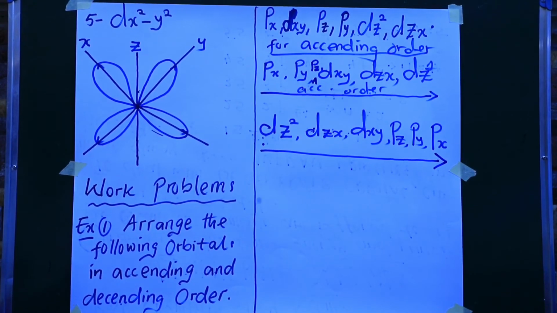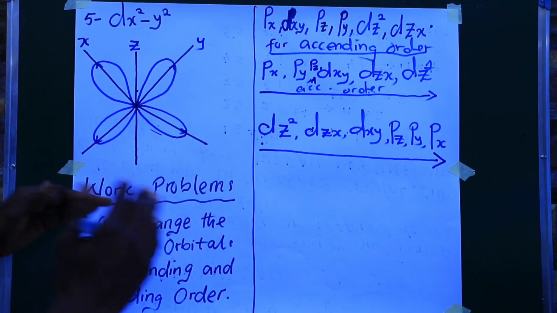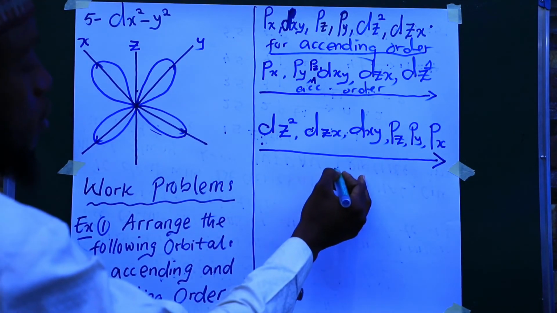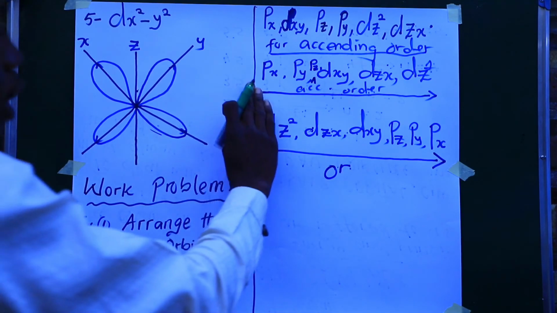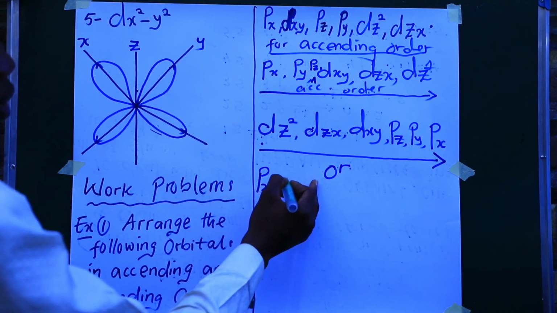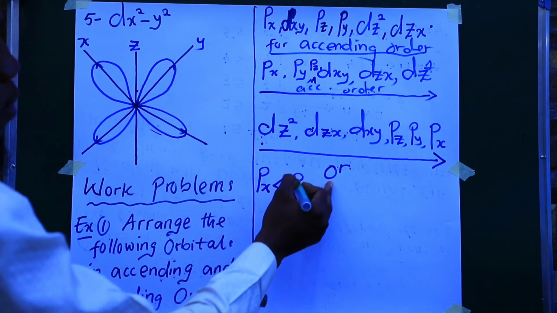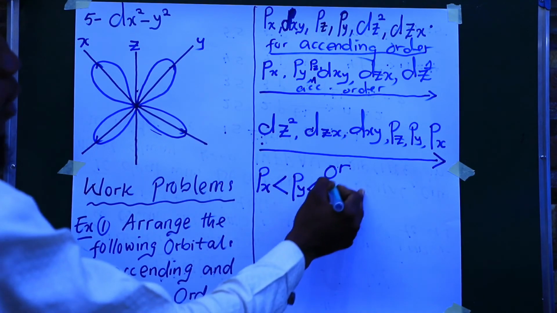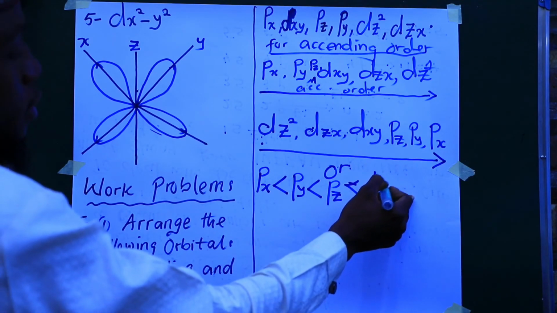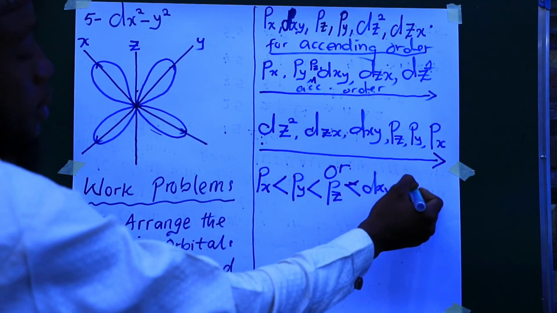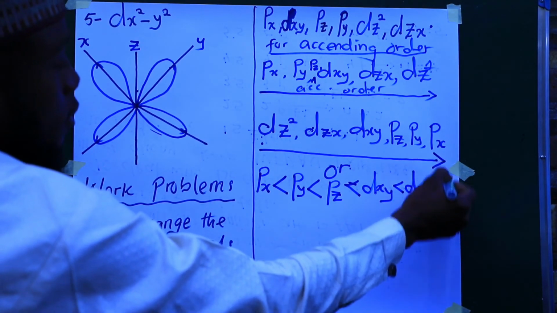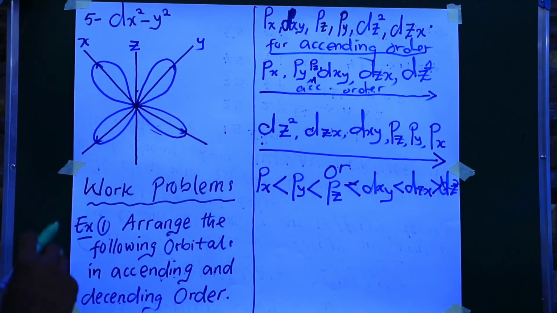Now, let's try to solve this problem again in another way. That means in arithmetic form. We can write it in the form of greater than or less than. Let's solve this one first. We can write it as px less than py less than pz less than dxy and less than dzx, and the last less than dz square. We can write it in this form.